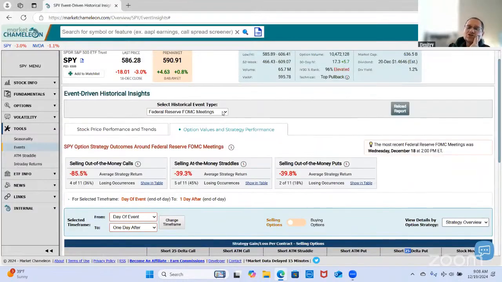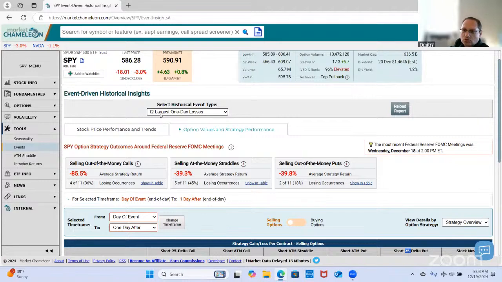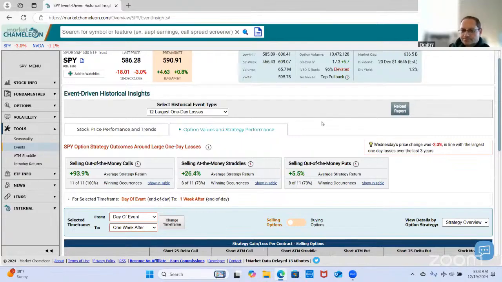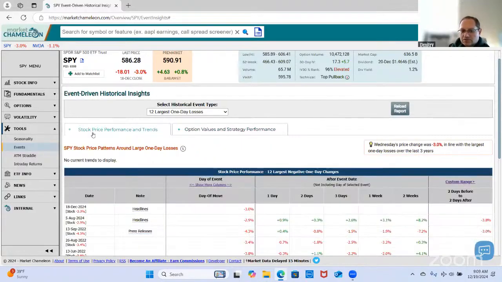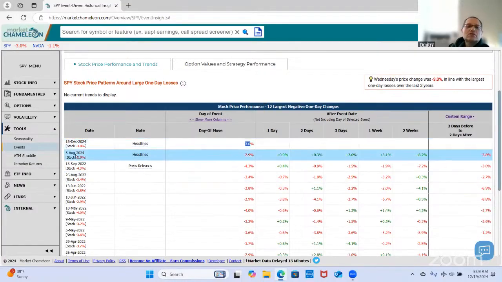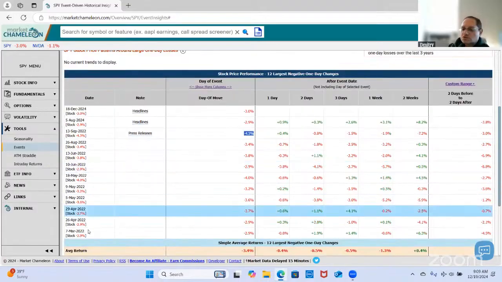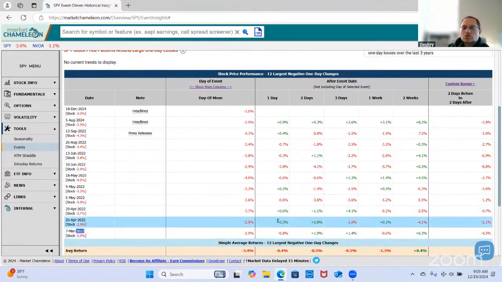Before we do that, let's look at the largest 1 day losses in the last year. So we're going to just go back into our database and show the largest 1 day losses in the last year. We're going to reload that. And let's go back to the stock price. So here you could see yesterday, that was 3%. Got one August 5th, 2.9, September 13th. Oh, sorry, this is going back more than a year. This is going back to 2022.